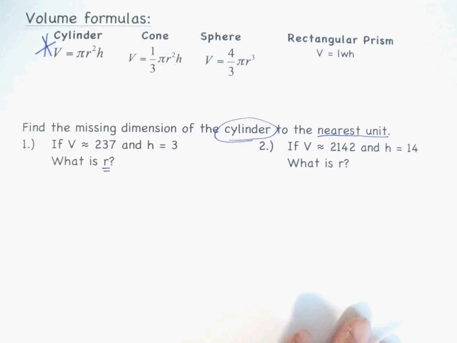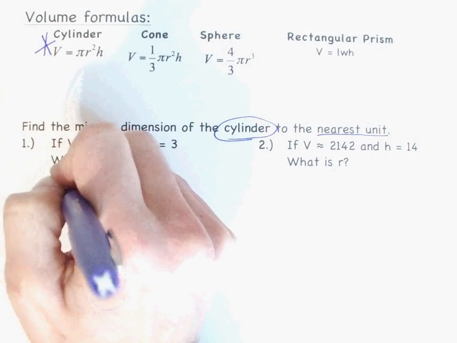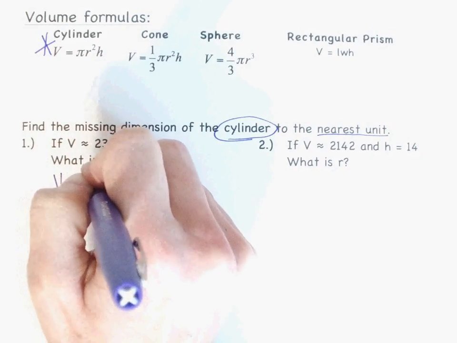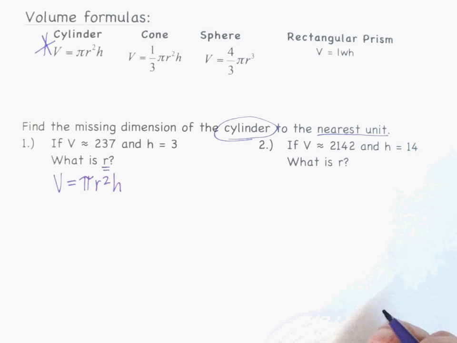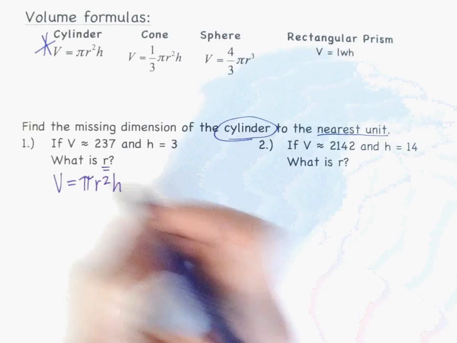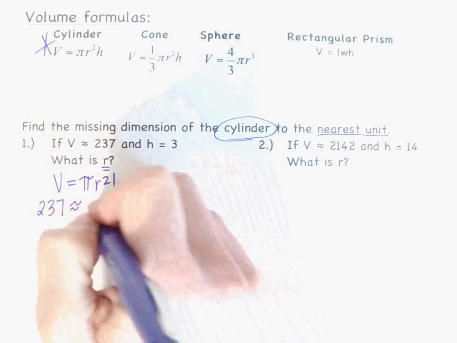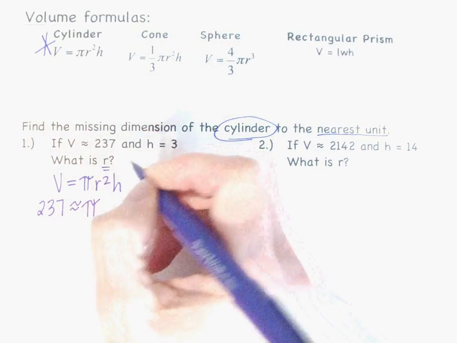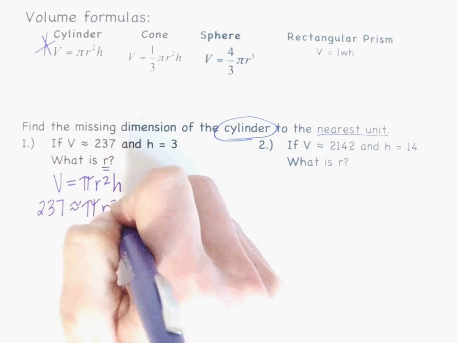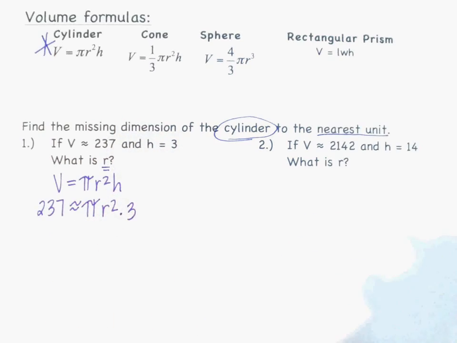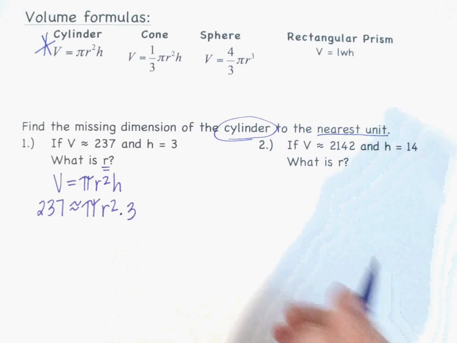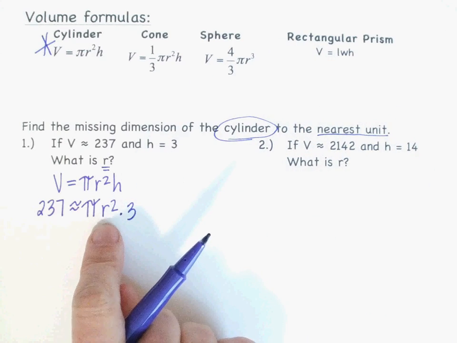So let's start by recapping the volume formula. We have volume is equal to pi r squared h. And I'm going to substitute 237 in for the volume. That is coming from about pi r squared, and then my height is 3. So put 3 in for your h. Okay, so this is very similar to Wednesday's notes where we are going to solve for the radius. That's our goal, is to isolate r.